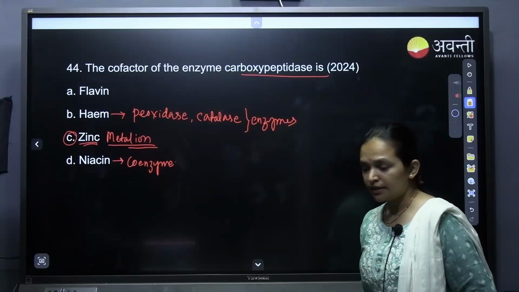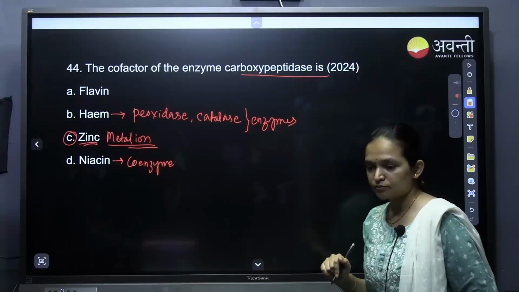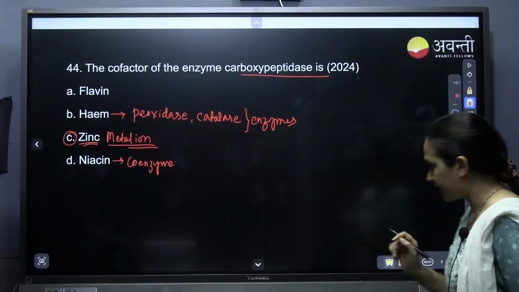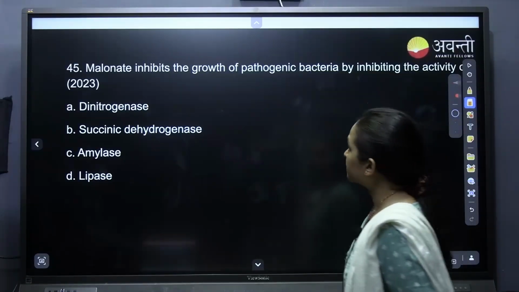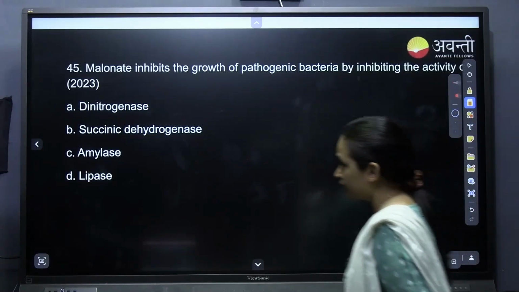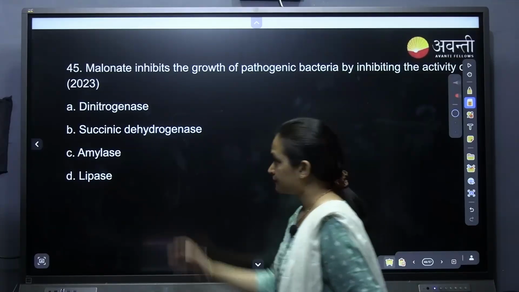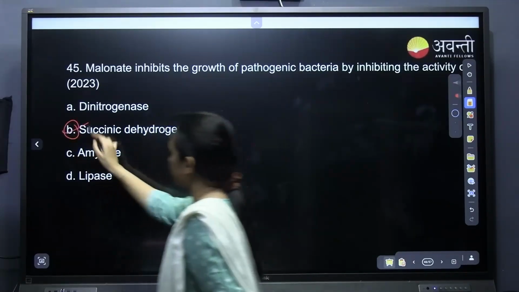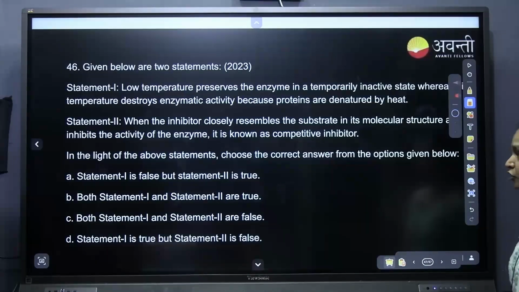Any doubts? This statement is directly from the NCERT. Okay, children, read the NCERT line by line. Malonate inhibits the growth of pathogenic bacteria by inhibiting the activity of succinic dehydrogenase. Very good.